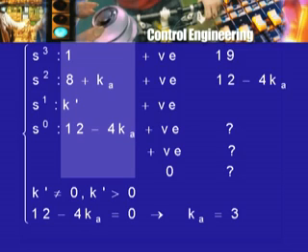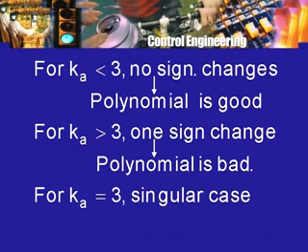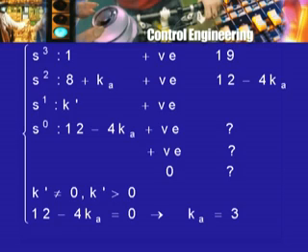So, we see that if Ka is less than 3, then the last entry is positive. If Ka becomes greater than 3, then the last entry will be negative, and if Ka equals 3, then the last entry will be 0. So, excluding that 0 case, which is the bad polynomial case, what about the other cases? When Ka is less than 3, let us look at that first. What are the signs of the entries? Plus, plus, plus, plus.